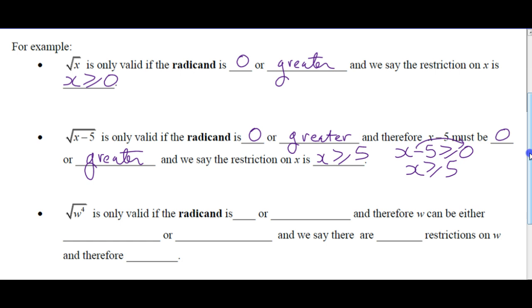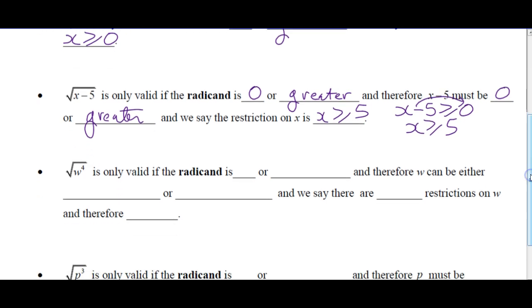So basically our restriction is that whatever expression is under the radical sign, that's the radicand. Whatever expression is under the radical sign has to be greater than or equal to 0. The square root of w to the 4th is only valid if the radicand is 0 or greater.